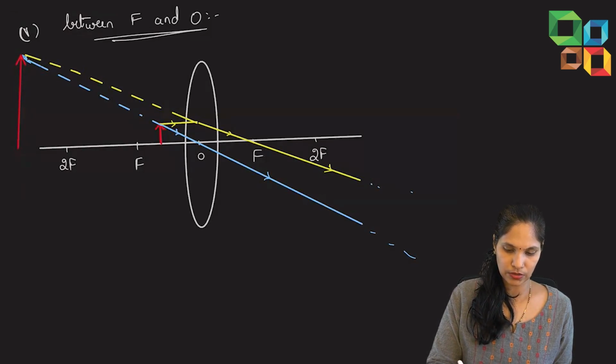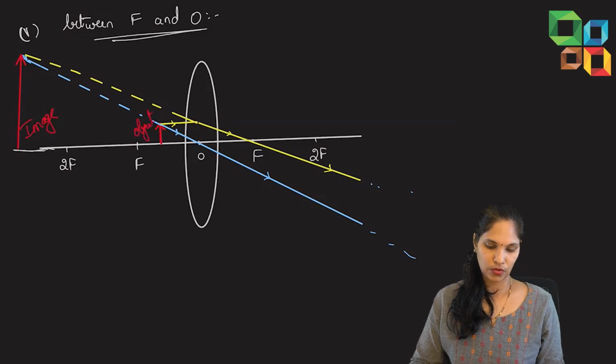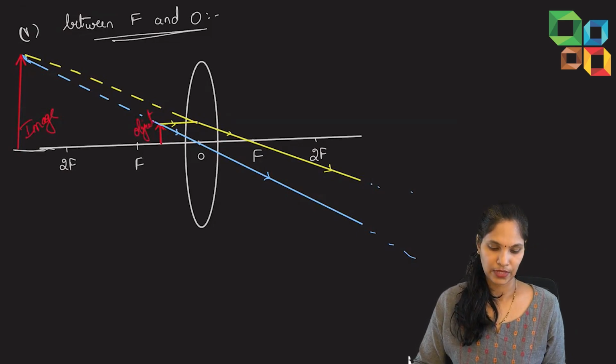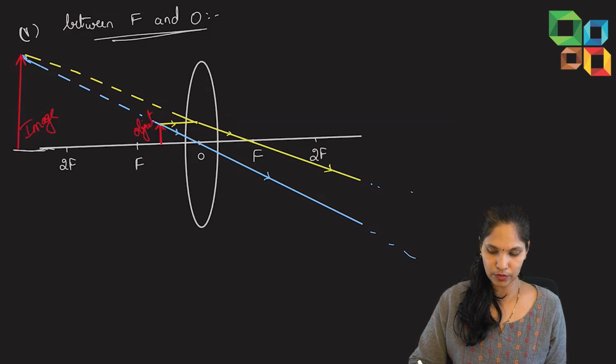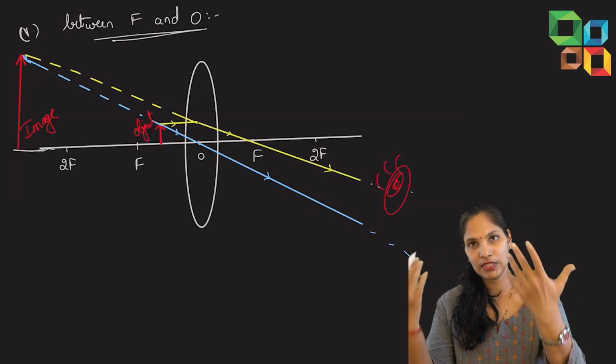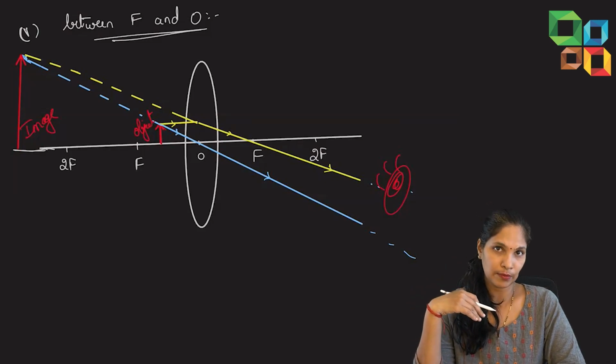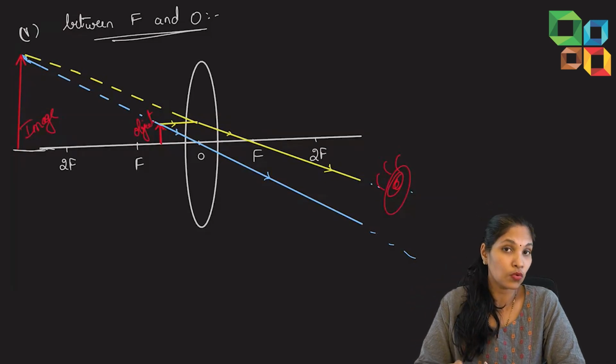So this is the image actually. So this is the image. And this is the object. So what you can find here is image is on the same side as the object. So that means if you're seeing from this side, here, you will see that the object is also on that side and the image also you're getting on the same side. So it is obviously not a real image. It is inverted. It is virtual image.